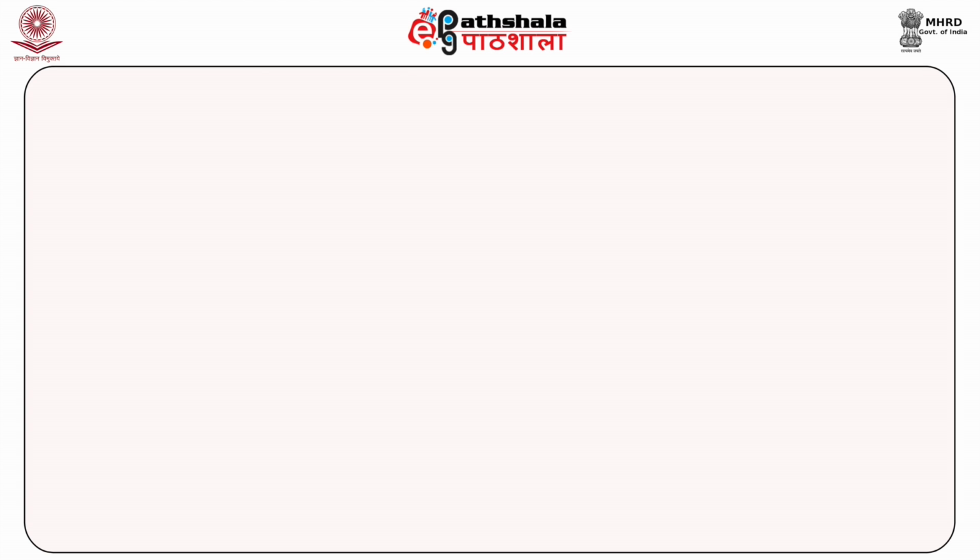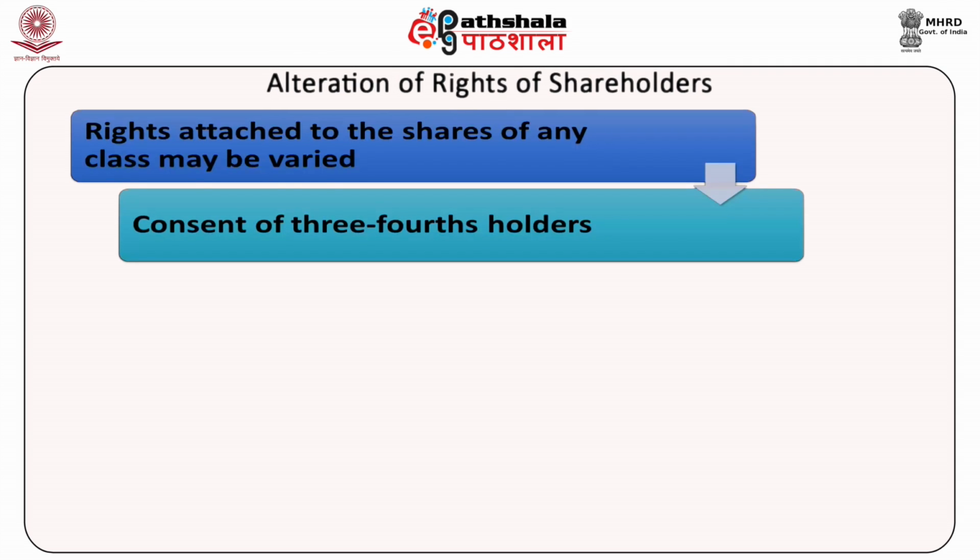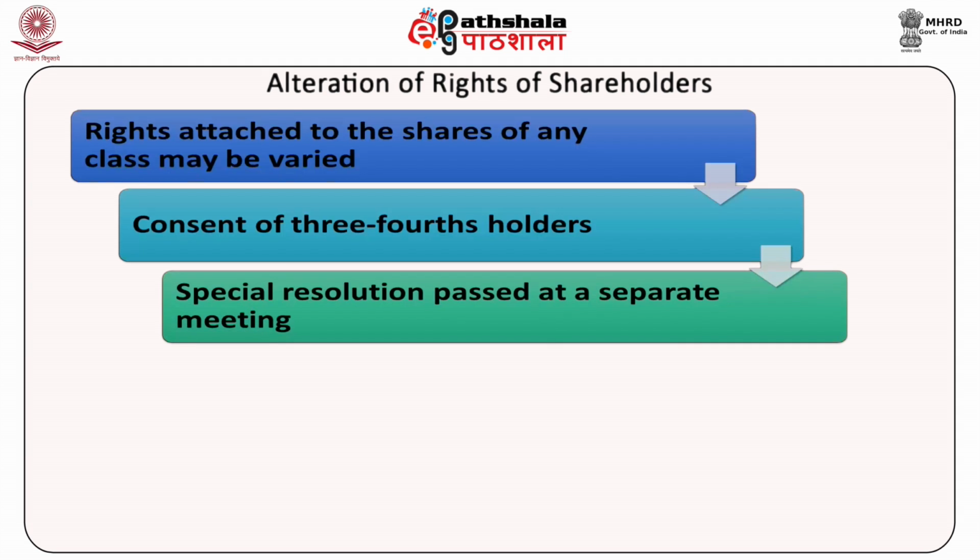We shall discuss alteration of rights of shareholders as given under Section 48 of the Act. Where the share capital of a company is divided into different classes of shares, the rights attached to the shares of any class may be varied with the consent in writing of the holders of not less than 3/4 of the issued shares of that class, or with the sanction of a special resolution passed at a separate meeting of the holders of the issued shares of that class.